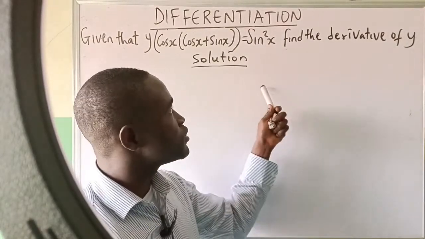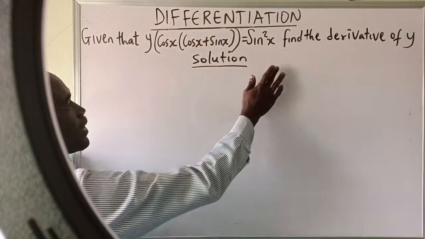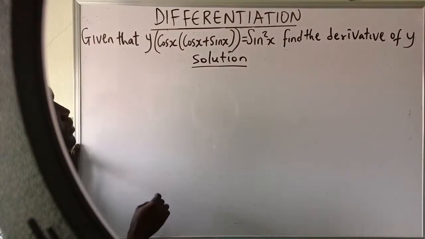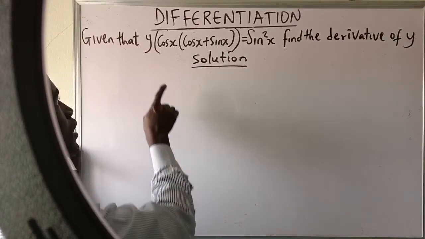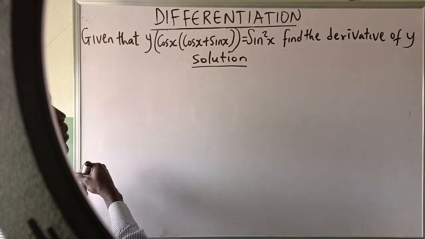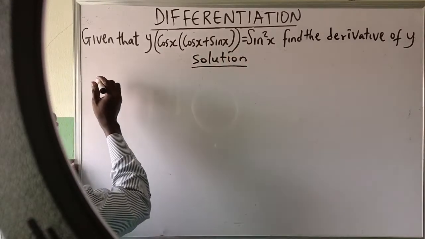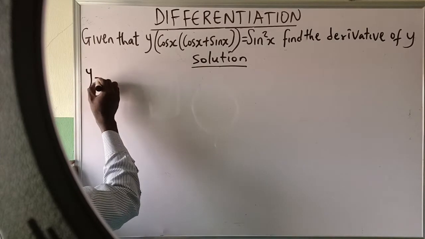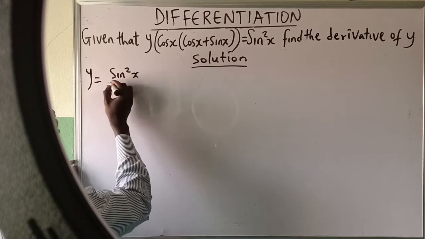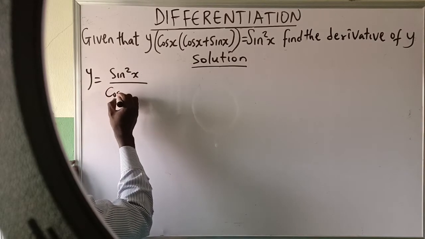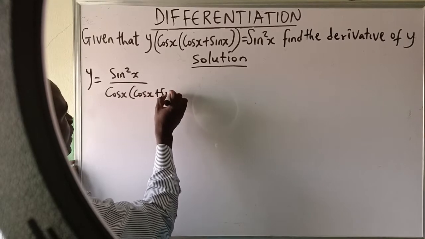Let's see how to solve this problem on differentiation. We are asked to find the derivative of y, and we have only one y here. So we have to make it the subject of the formula by dividing everything by each side. So we'll have y equals sine squared x all over cos x (cos x plus sine x).